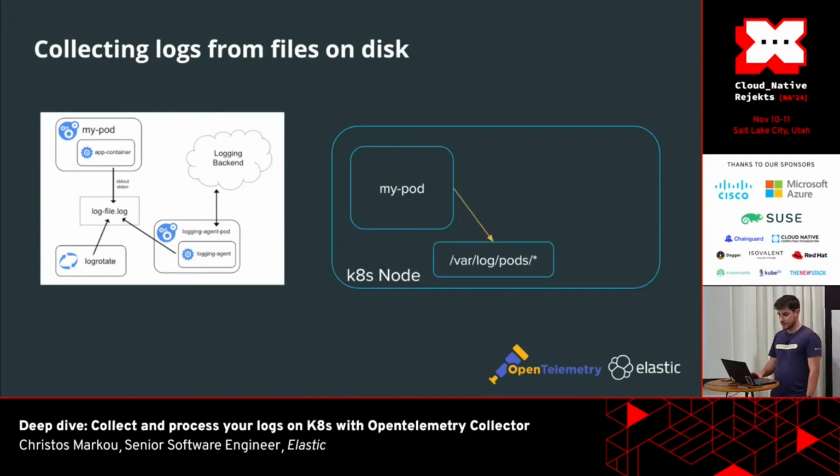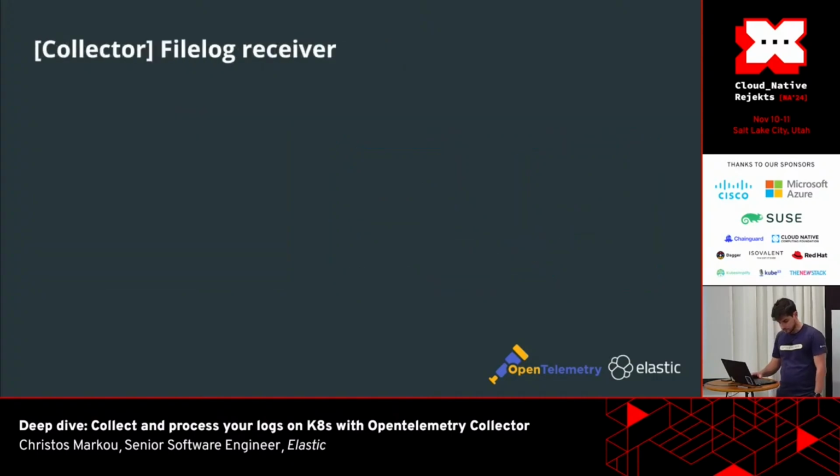We have the pods, the containers, writing their logs to the /var/log/pods directory of the Kubernetes node, and then the daemon set collector that runs on the same node has access to this directory because it mounts it as a host path, and then it can collect all the logs that are written there from all the containers that run on the specific node.